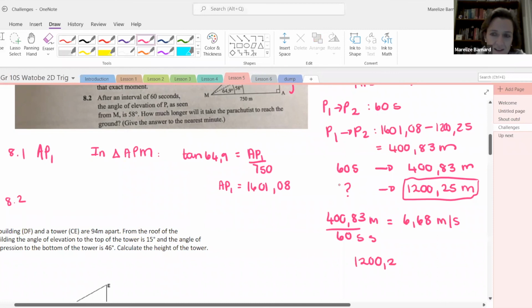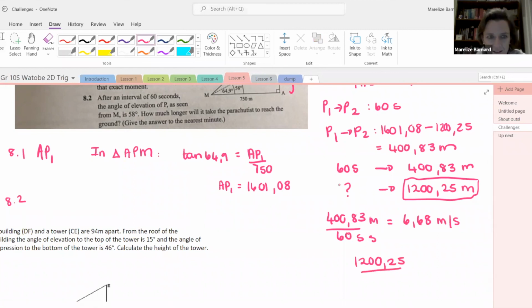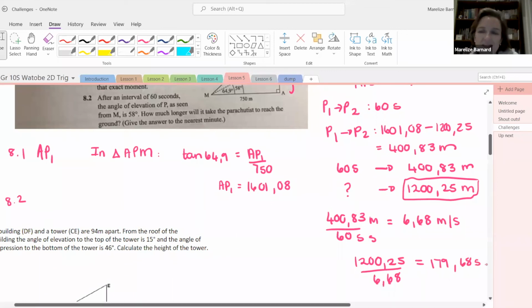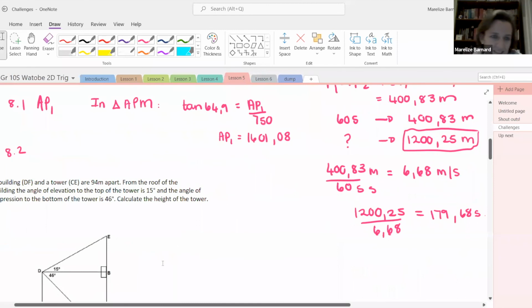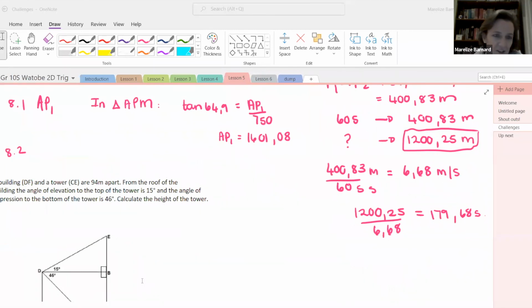Oh yeah, I divided 1,200.25 by 6.68. Okay. Yes. That's right. Okay, so it's going to take her 179.68 seconds. And yeah, you can still go on and calculate the minutes.